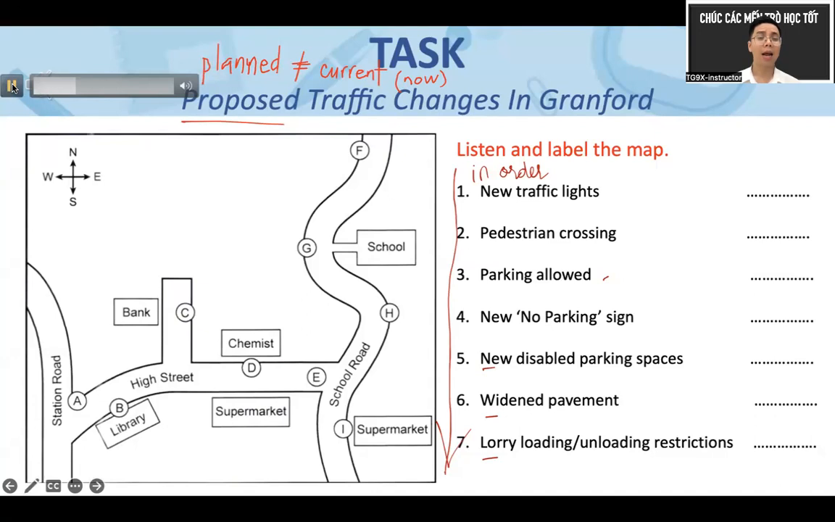At present, parking isn't allowed on the high street outside the library. Hiện tại parking không được phép, tức là người ta không cho đổ bên ngoài thư viện trên đường High Street. Nghĩa là mình loại được đáp án B nha quý vị. Chứ mà mình đi thi mà mình nghe cái đó chắc mình chọn câu 3 là B quá. Nhưng mà câu B là không cho đổ, hiện tại không cho đổ.